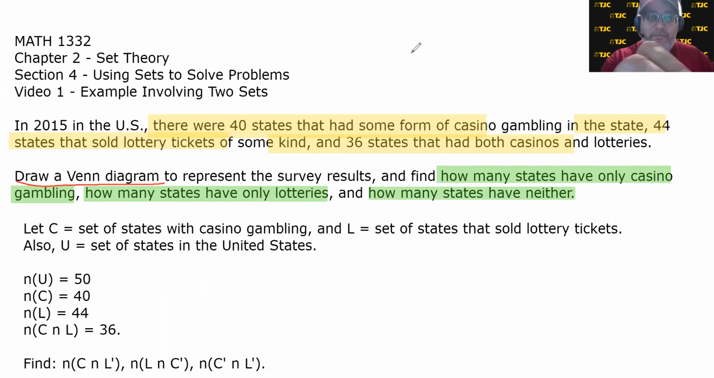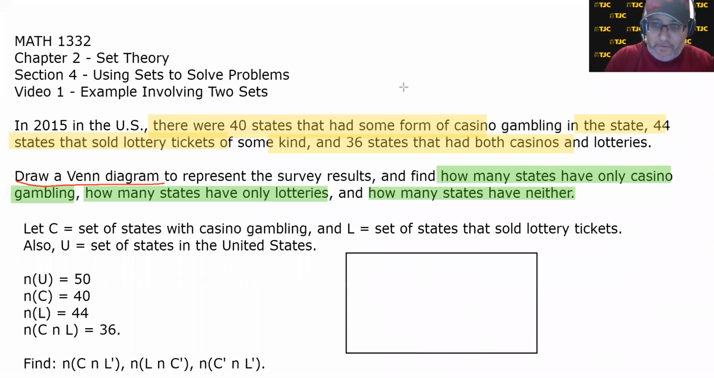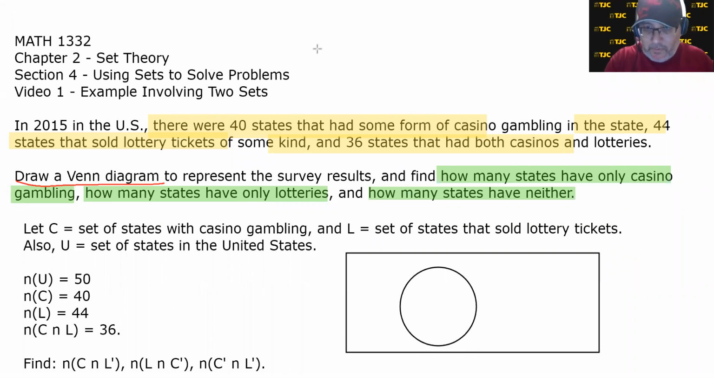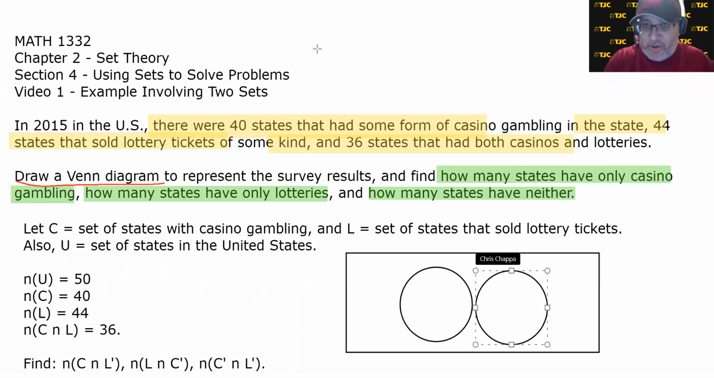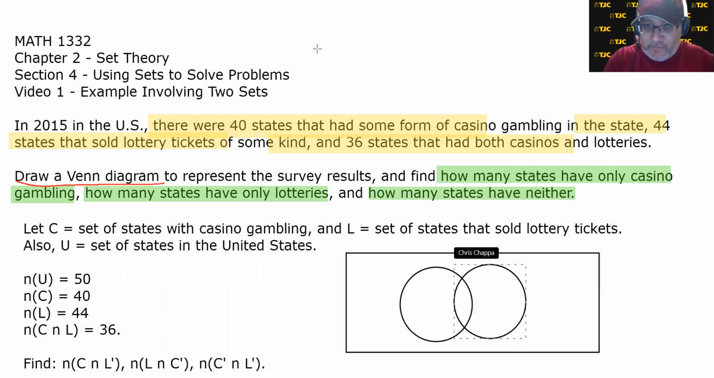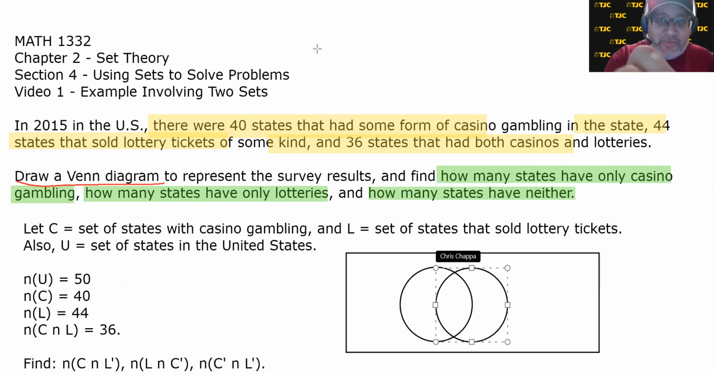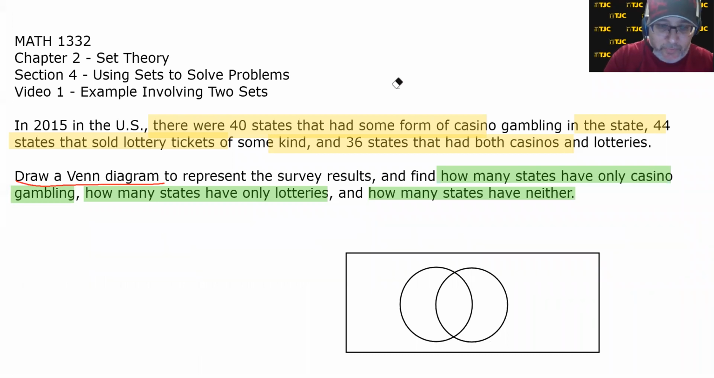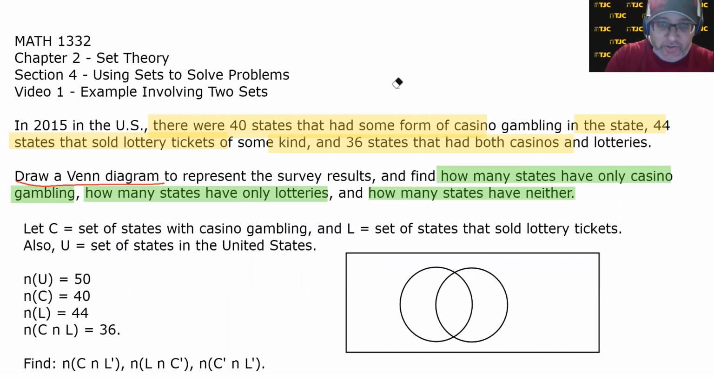So let's see if we can get that drawn. We'll draw a little rectangle here, and let's put a couple of circles in there for the two sets. These circles do have an intersection. In fact, their intersection is quite large. And for everything else, I'm just going to draw it by hand. We know our universal set is the rectangle. One circle is the number of states with casino gambling, and one is the number of states with lotteries.